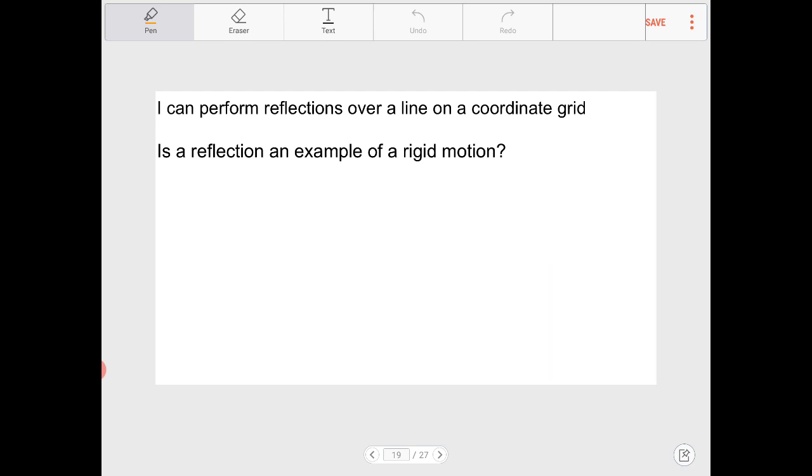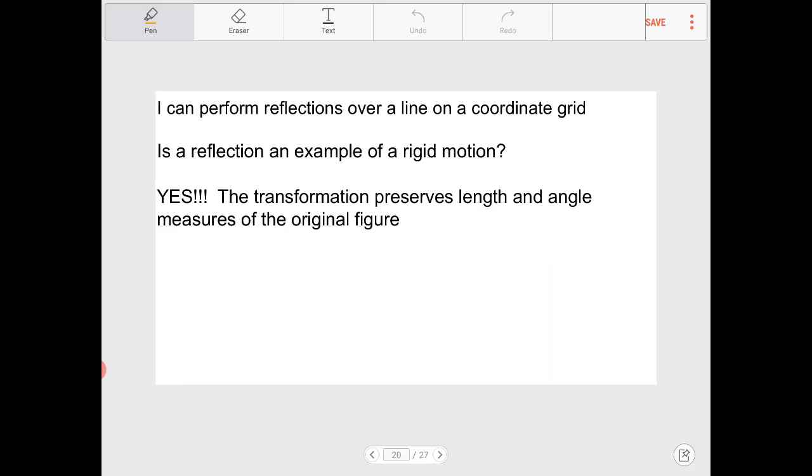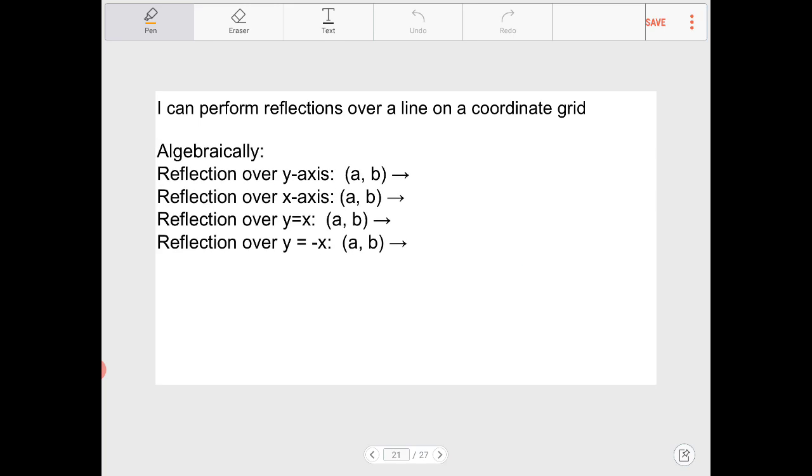So is a reflection an example of a rigid motion? Did the reflection cause any changes in the length of any of the sides of the triangle? Of course it didn't. So of course, yes, a reflection is an example of a rigid motion. The transformation preserves length and angle measures of the original figure.